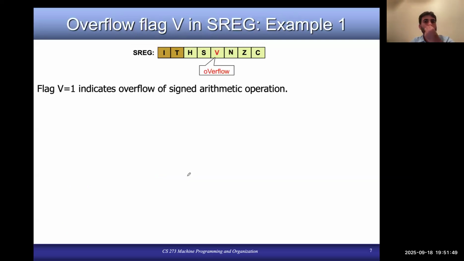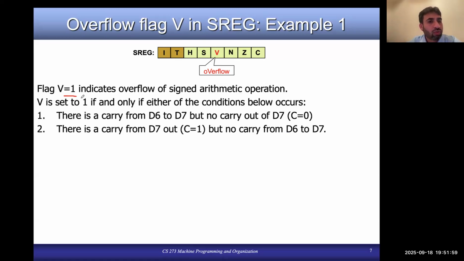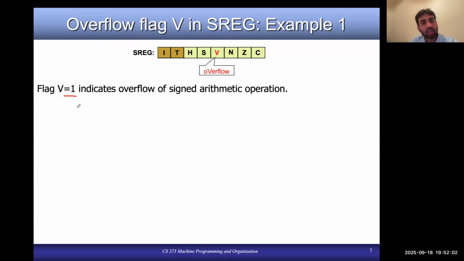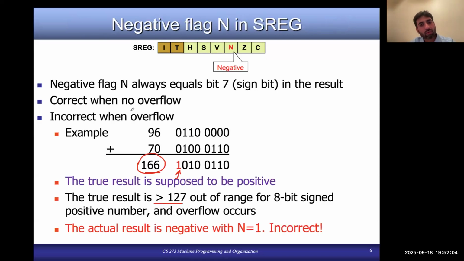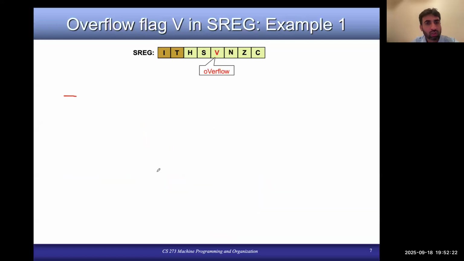So the v flag, overflow, indicates whether overflow of a signed arithmetic operation has happened or not. At the human level, I am doing the addition in the decimal system, I get 166, and I know that it is out of range, so overflow has happened. But how does the hardware detect whether overflow has happened or not? How does the hardware set v equal to 1 or 0?